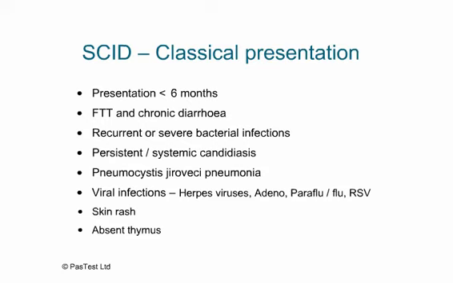Alternatively, sometimes these children decompensate with other viral infections, adenovirus, parainfluenza viruses, influenza viruses, or RSV, all of which are very, very difficult for a child with SCID to cope with, and they frequently require intensive care. The other presentation that is quite common is they often have cutaneous lesions, often rashes. And on a chest X-ray, you can sometimes pick up that they have an absent or a very small thymic shadow.